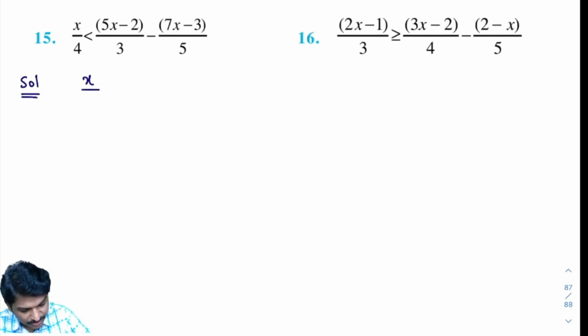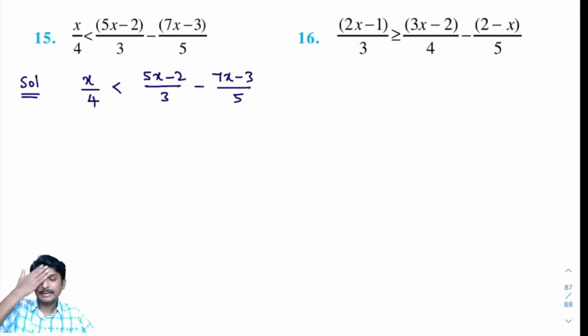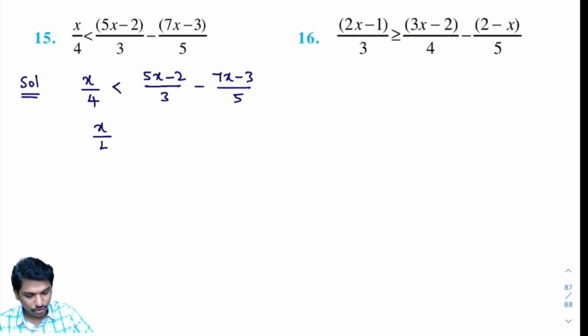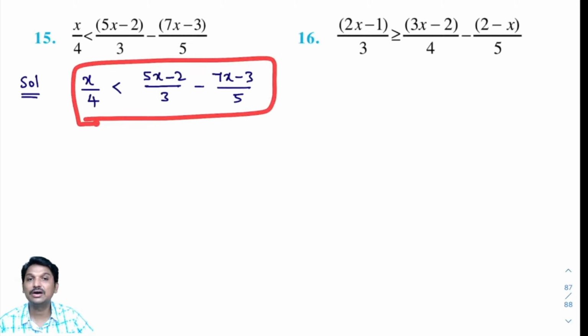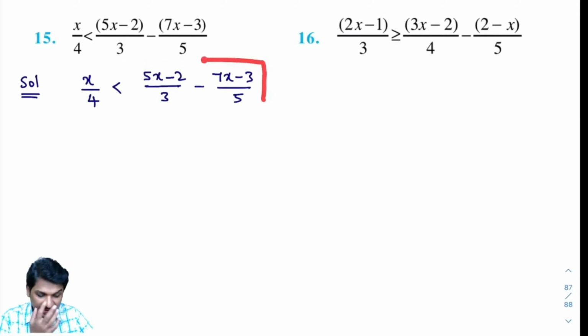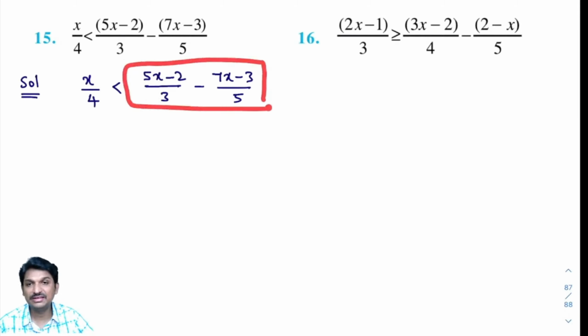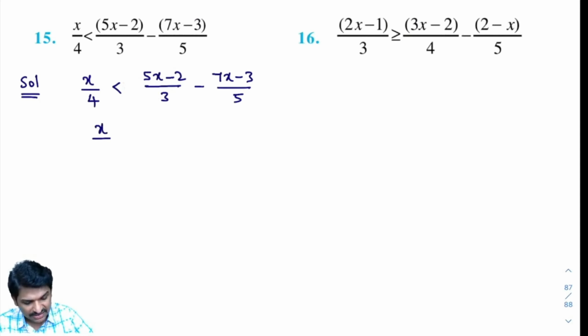What they have given? x by 4 less than (5x minus 2) divided by 3 minus (7x minus 3) divided by 5. So how to solve this inequality? We need to find real x values which satisfy this inequality. First, this right hand side part, I'll simplify. This is normal simplification only.